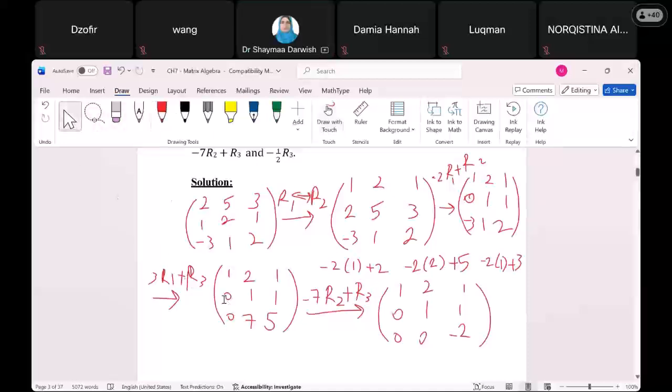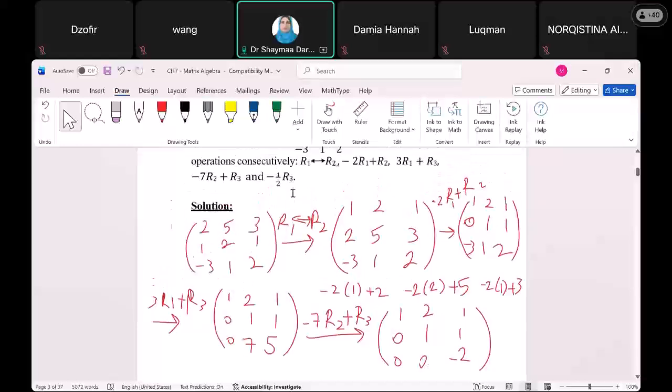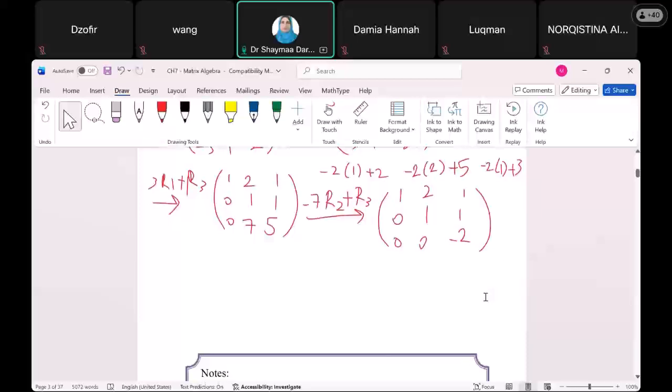So I multiply this row by minus 7. So we have minus 7 times 0, 0. Plus 0, still 0. Minus 7 times 1, minus 7, plus 7, 0. Minus 7 times 1, minus 7, plus 5 is minus 2. Now I have another one. Below this one, I have 0. The last operation, I will divide the third row by minus 2.